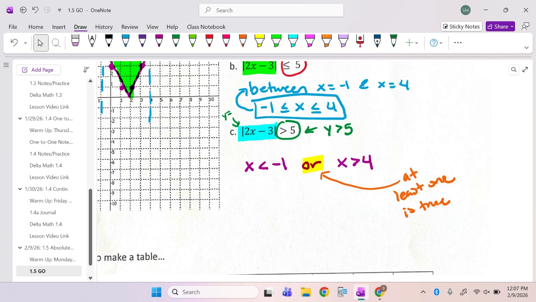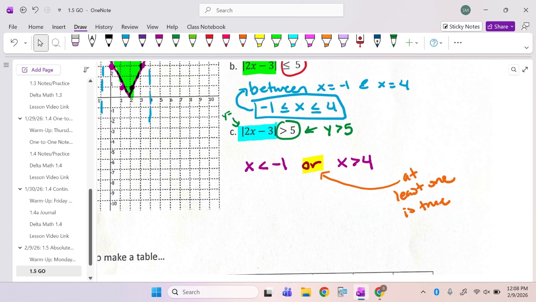All right. Now let's say we pick a number less than -1. So we'll pick a number less than -1. All right, -2. 2 times -2? -4. All right, what's -4 minus 3? -7. Absolute value of -7 is 7. Is 7 not in fact greater than 5?